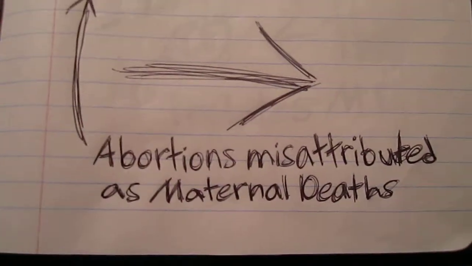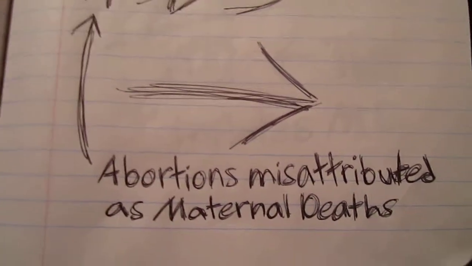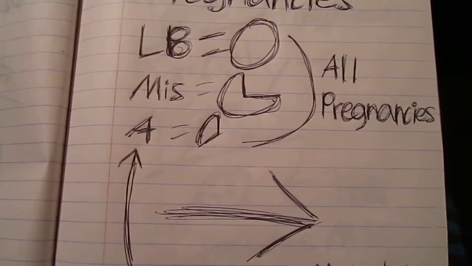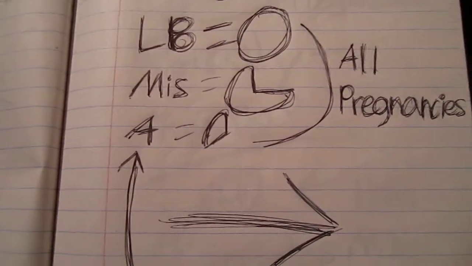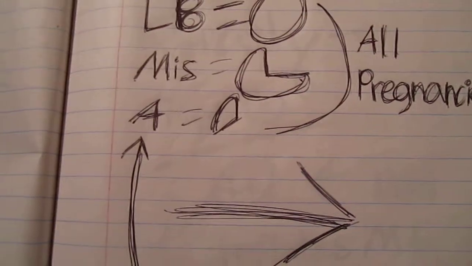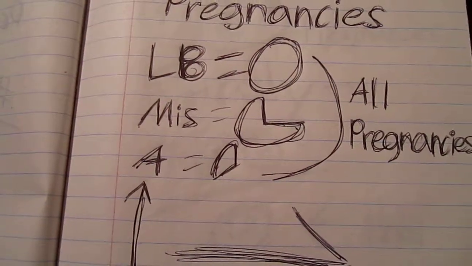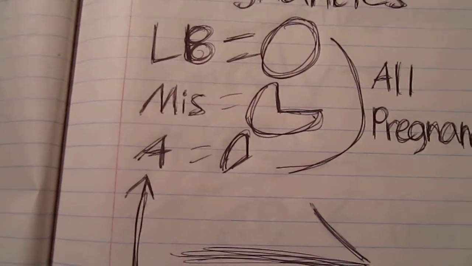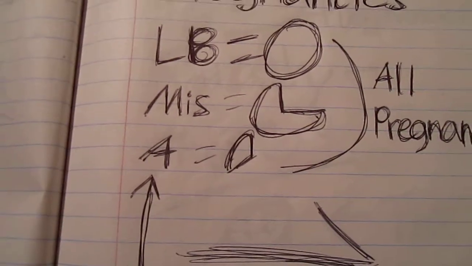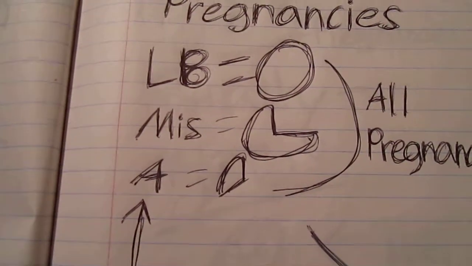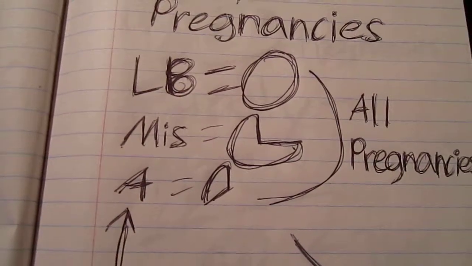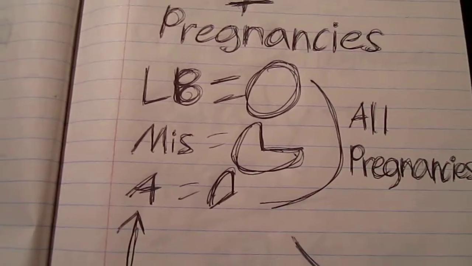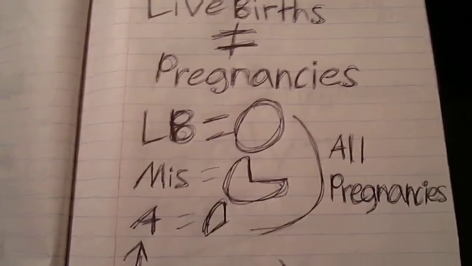Also, I'd like to note that these abortions here are misattributed as maternal deaths. We have cases where the families of a woman who's died from abortion wish to hide the actual source of death under a maternal death rather than a death from abortion. There are also cases where physicians or coroners try to cover up the actual cause of death. There are times where women don't even disclose their abortions and they die, and so those are all misattributed as maternal deaths.